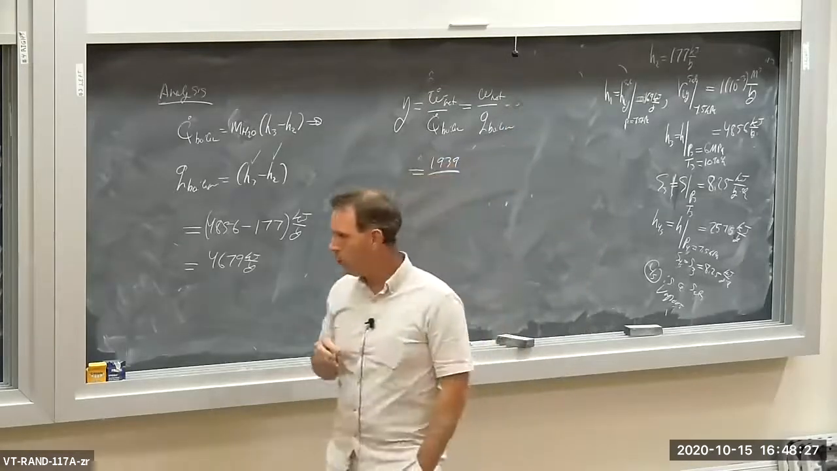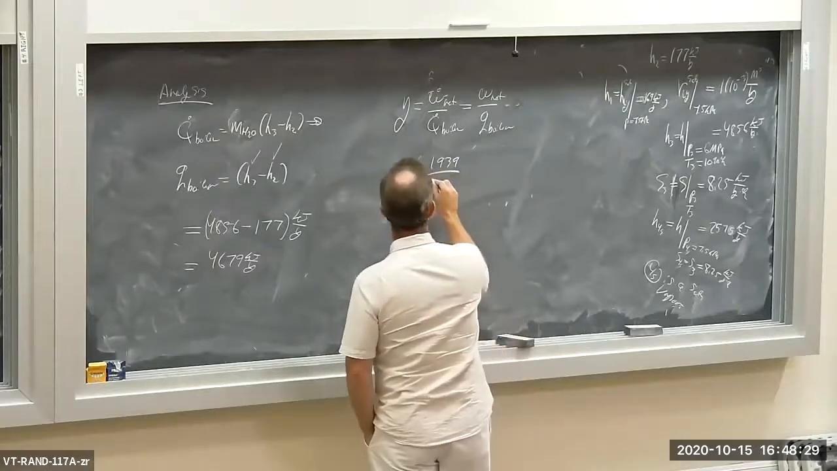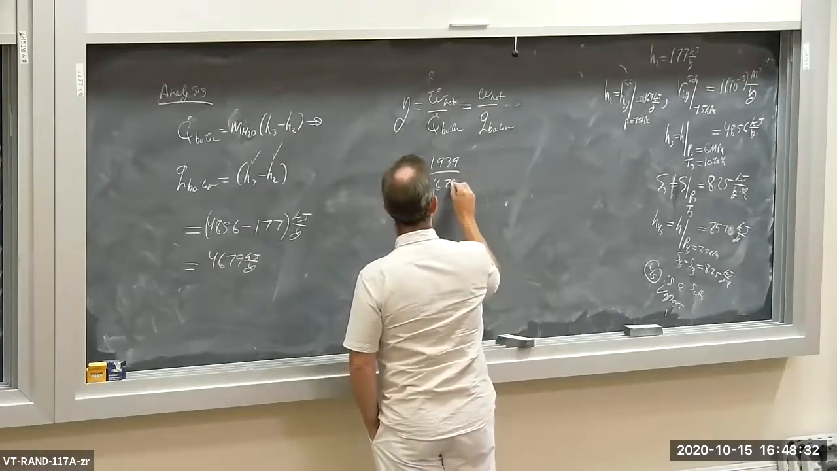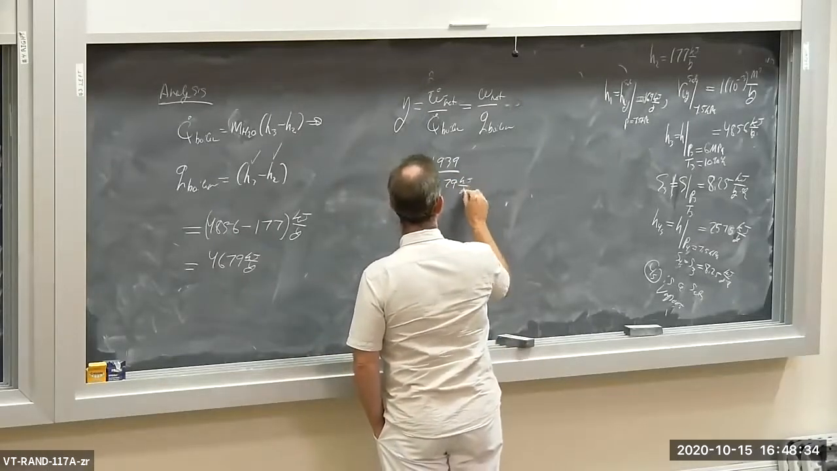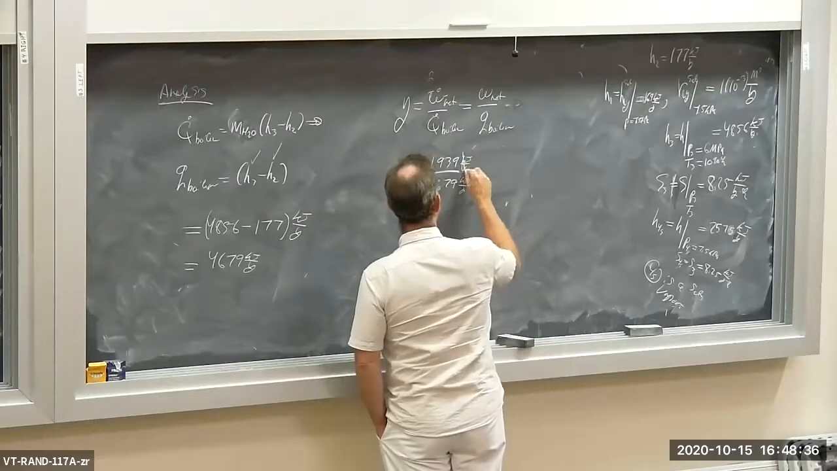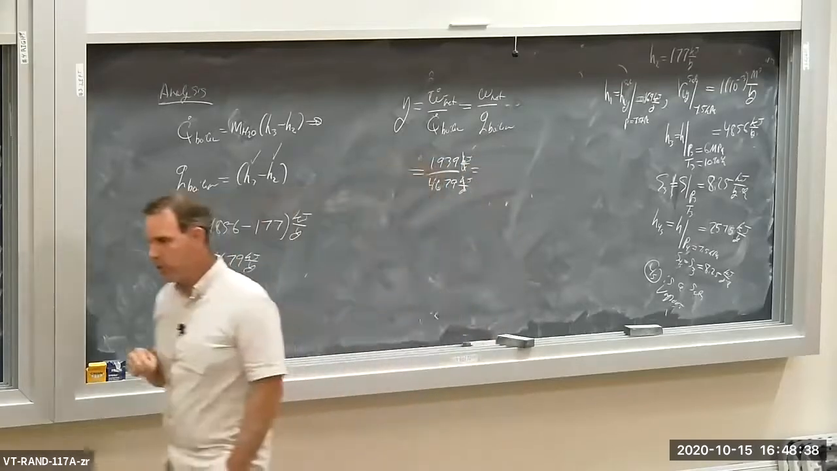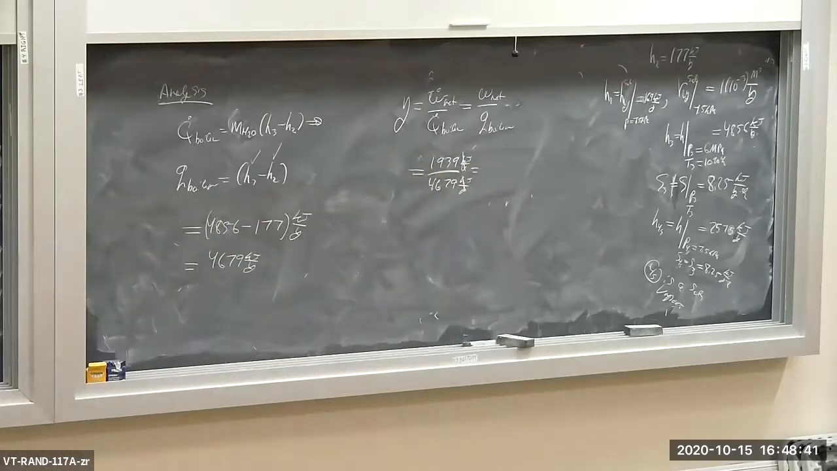And Q boiler was 4679 kilojoules per kilogram. All cancels. And I get an efficiency of 41%.